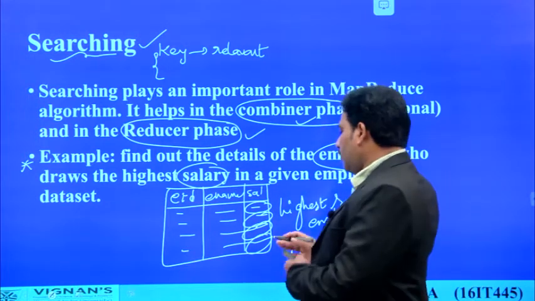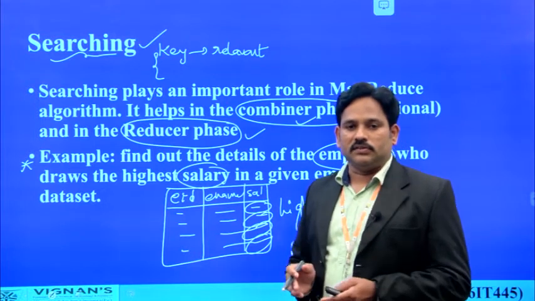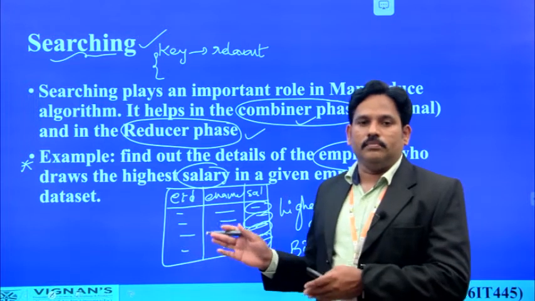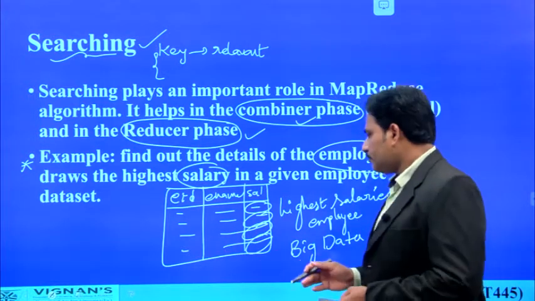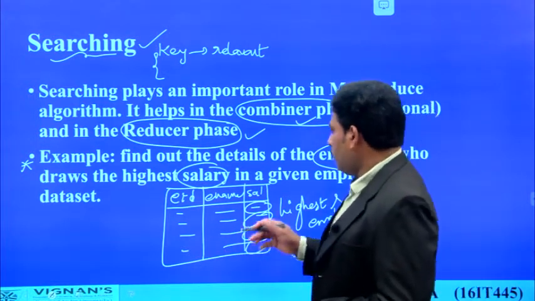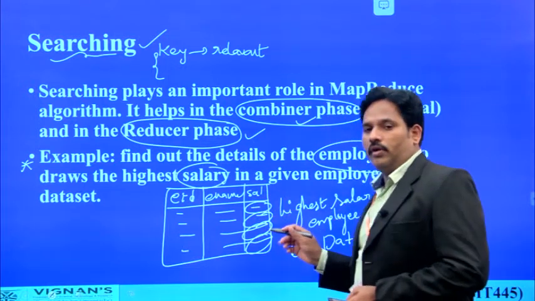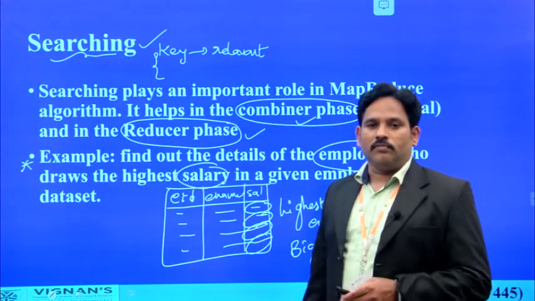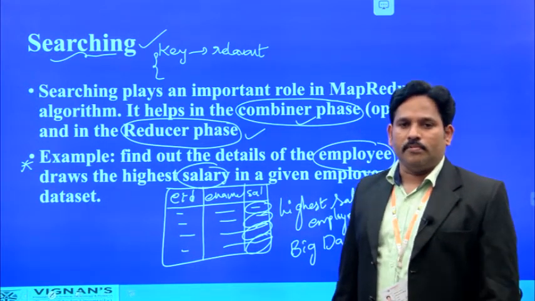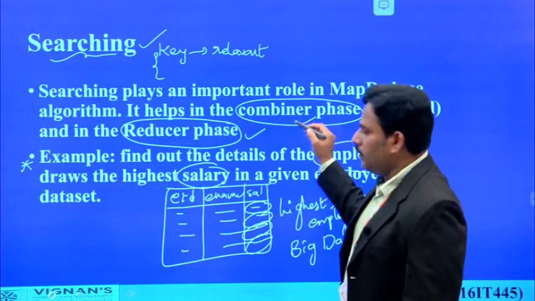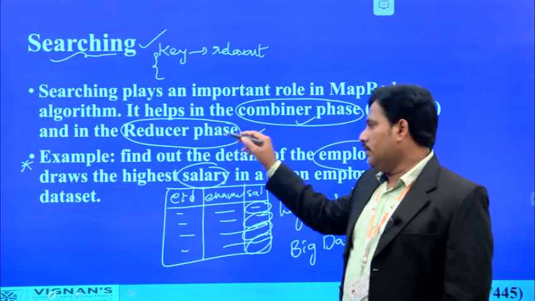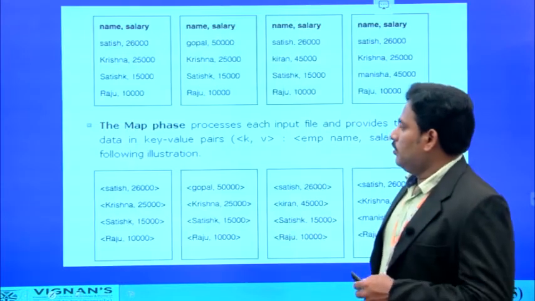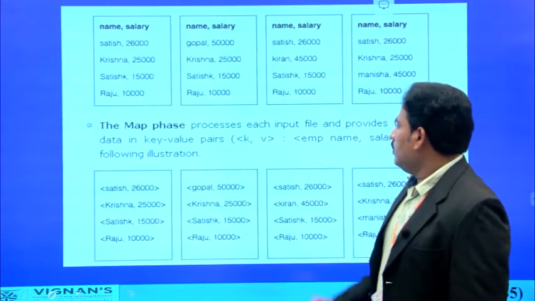So when we want to compare the salary of the highest salaried person, we will take some relevant key values, which may be dependent values. In that aspect, whenever we want to derive the highest salaried employee from the given employee database, we can take the help of this searching block. Now this searching block is going to be used in order to combine the relevant key values, and it is going to be used in the reducer phase also. Now we will see this example.